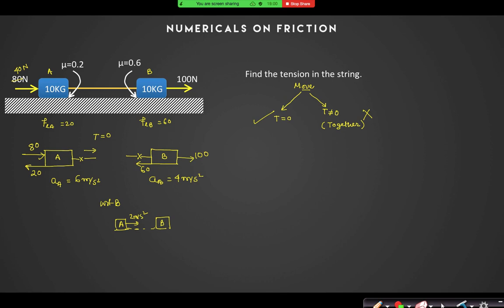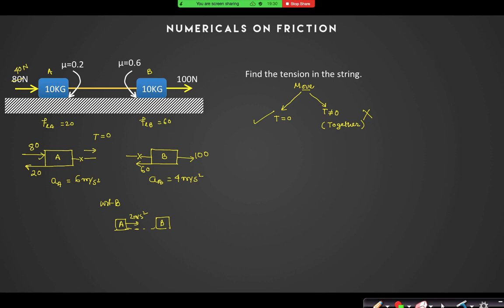If the blocks have the same acceleration, will the tension be 0? No, sir, they will not have the same acceleration. Sorry, I made a mistake. One is having 4 and one is having 2. B is having 4 and A is having 2. Then can we say it is possible that with respect to A, B is coming towards itself?